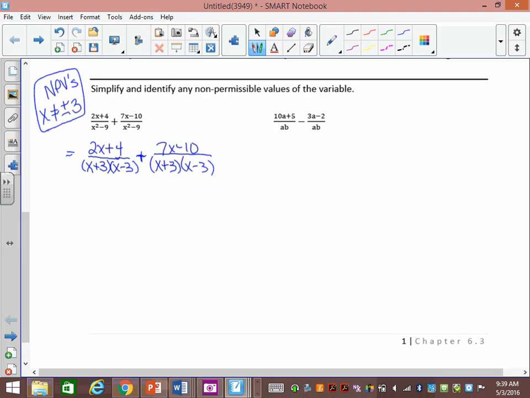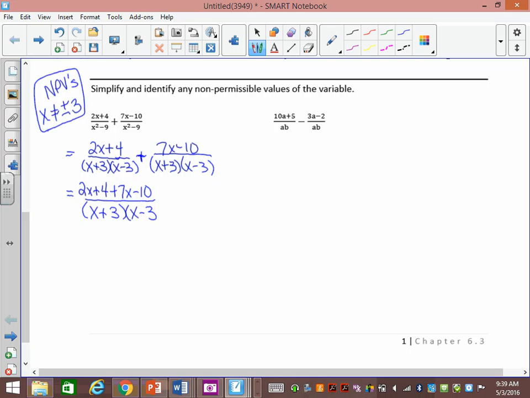Okay? So we have a common denominator. We can write them over that: x plus 3, x minus 3. And then we just write our whole numerator over it: 2x plus 4 plus 7x minus 10. And when you're adding 7x minus 10, you can just write it out without brackets because you're adding the 7x and you're adding the minus 10. It's not changing it. Subtraction will give us a little bit of an extra step.